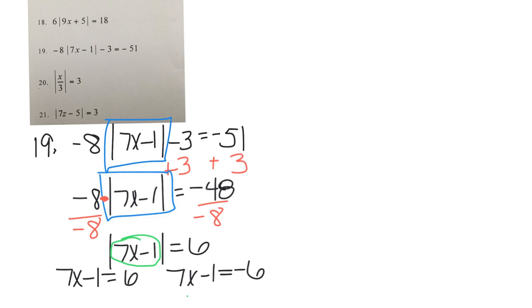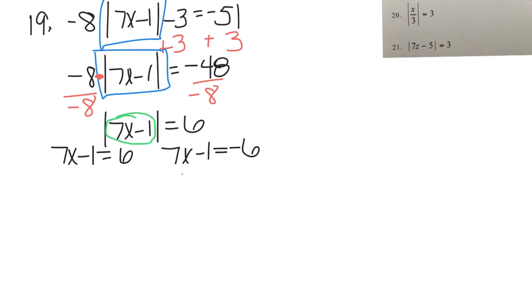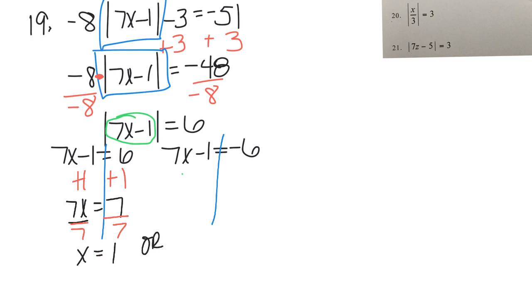So we have these two equations, and we can solve them. There's our absolute or equal sign. We're going to add 1, and 7x equals 7. Divide by 7. So x is equal to 1. Or, add 1. 7x equals negative 5. Divide by 7. And x equals negative 5/7. And again, I can just leave it as that fraction.